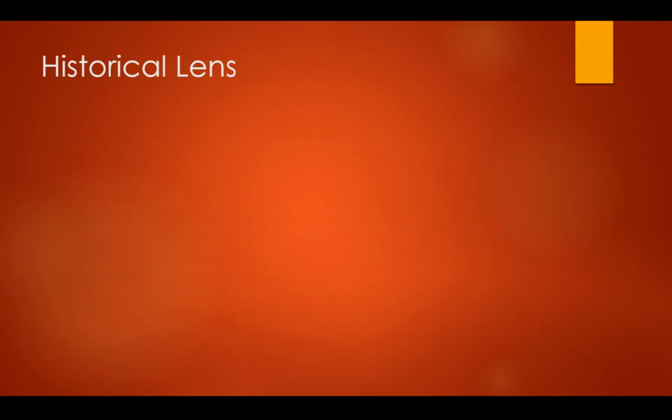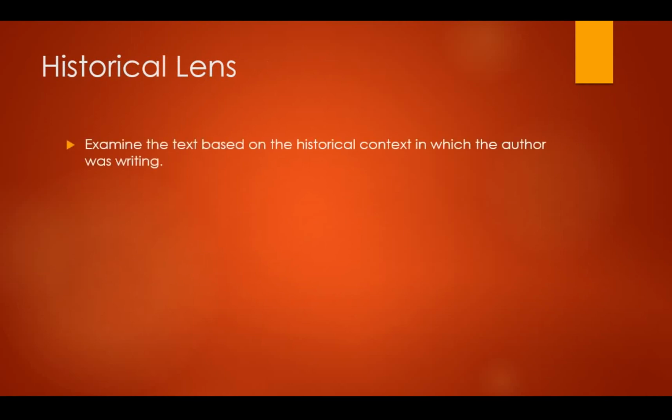And the final lens is the historical lens. So the historical lens is just what it sounds like. It examines the text based on the historical context in which the author was writing. The time that the story is written in could have some impact, but it's more going to be focused on when did the author write.